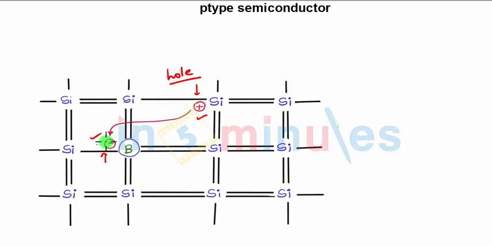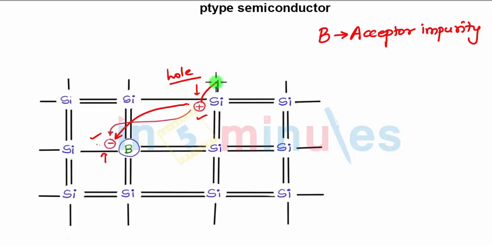Because the boron atom has accepted the electron, boron is therefore an acceptor impurity, whereas phosphorus was donating an electron, so it was called a donor impurity. Here boron is accepting an electron, hence it is called an acceptor impurity. Acceptor atoms lead to the creation of holes without electrons being generated. That means it is not generating electrons, it is transferring an electron from this bond to this bond, and a free hole is created rather than creating an electron.